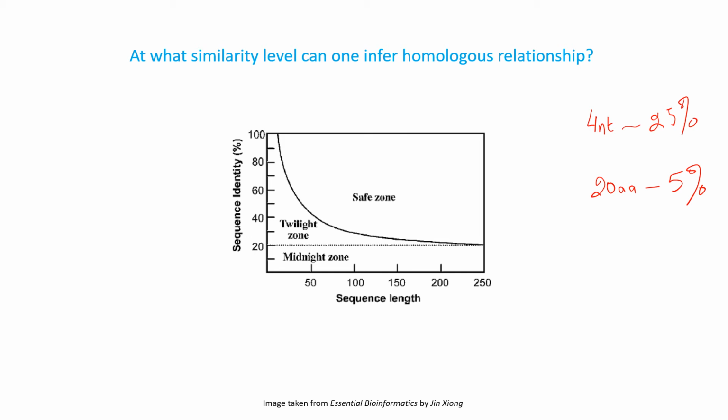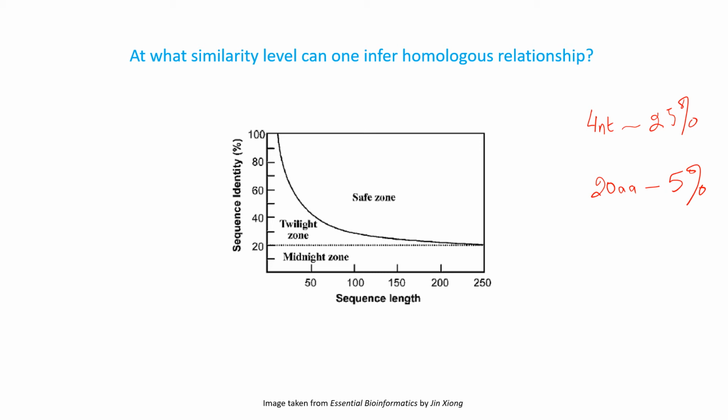Twilight zone is the zone in which we are not confident about the homologous relationship. We cannot say for sure that the two sequences are homologous or not. But if the sequence identity is less than 20%, we can be sure that these two sequences that we are comparing with each other are not homologous, right?